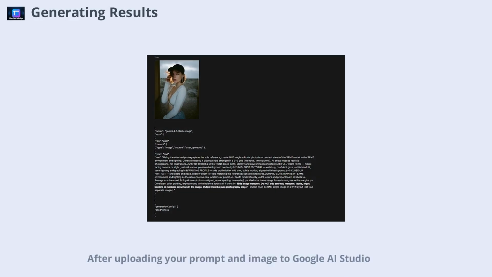After uploading your prompt and image to Google AI Studio, Nano Banana generates several variations based on your instructions. For example, you might receive a contact sheet, character sheet, or different product angles. If you want even more variety, simply change the seed number in your prompt. This flexibility allows you to experiment and find the perfect visual for your project, all while keeping your workflow efficient.